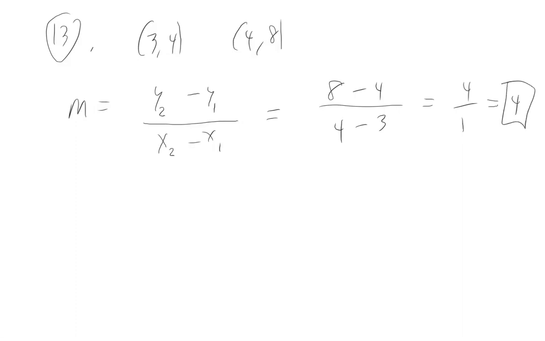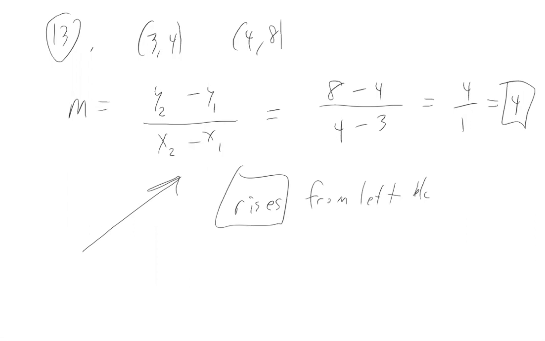Now, is that a positive slope? What do you think? Yeah, it's positive, right? So the next question says, is it going to be horizontal, vertical, or is it going to be falling or rising? So since the slope is positive, the line is going to be rising. From left to right, the line is going to be rising, right? So the line rises from left to right because the slope is positive. So that's the answer to that.